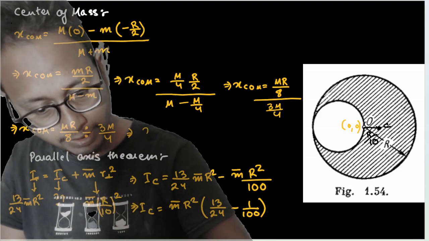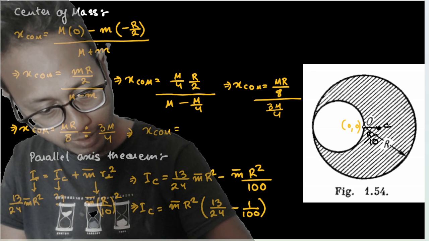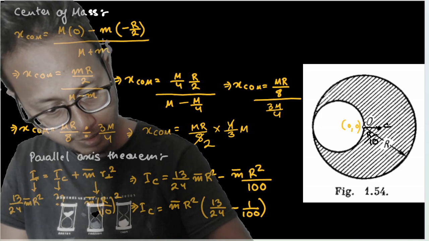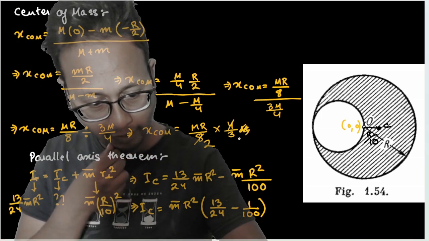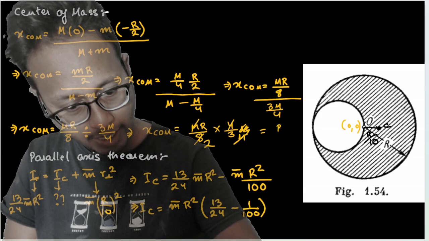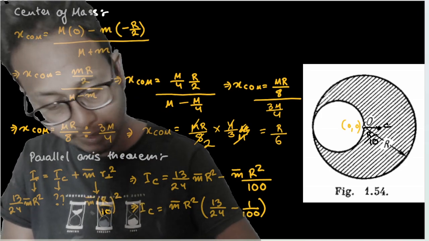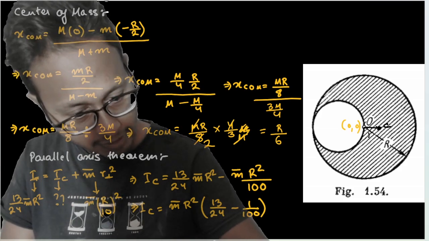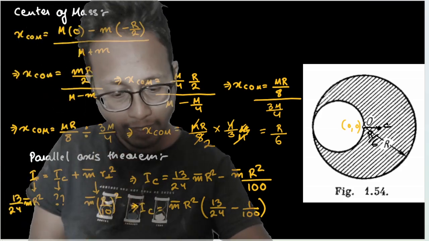X center of mass is nothing but mr by 8 into 4 by 3m. 4 2s are 8, okay? And m is in the denominator, and m would get cancelled out here. So it would be r by 6. So the center of mass is not r by 10, it is r by 6 out here. Okay? R by 6. Fair and fine.